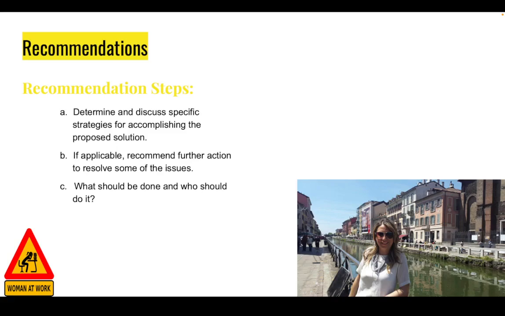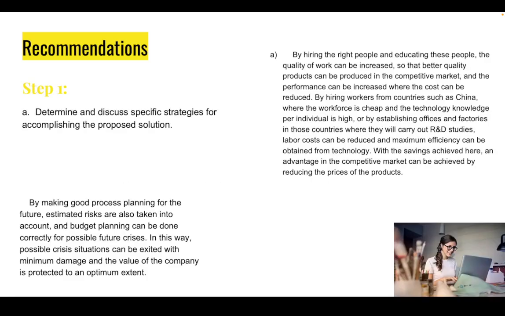Recommendation steps. Determine and discuss specific strategies for accomplishing the proposed solution. If applicable, recommend further action to resolve some of the issues. What should be done and who should do it? Now, step 1. Determine and discuss specific strategies for accomplishing the proposed solution. By hiring the right people and educating these people, the quality of work can be increased so that better quality products can be produced in the competitive market and the performance can be increased where the cost can be reduced.